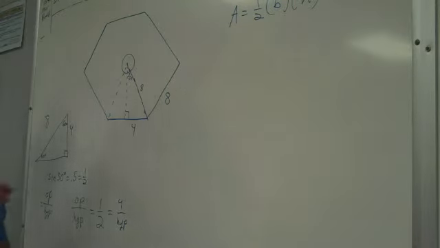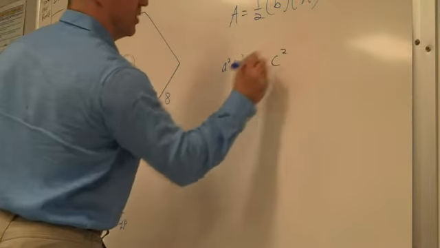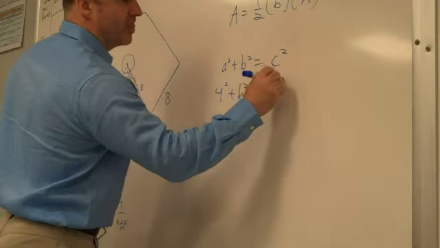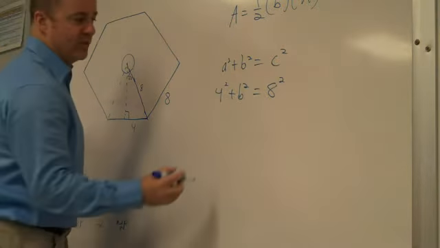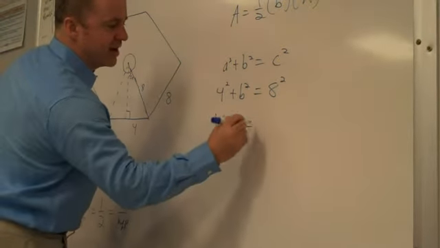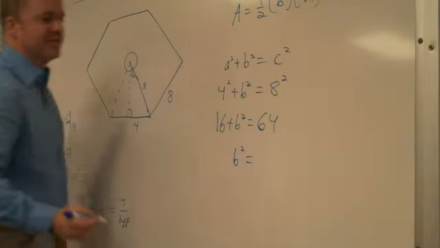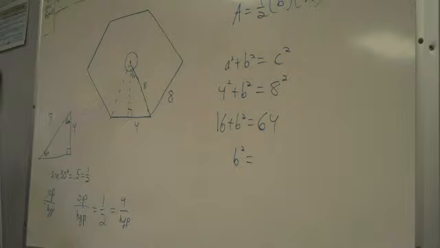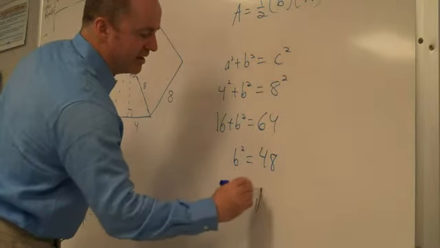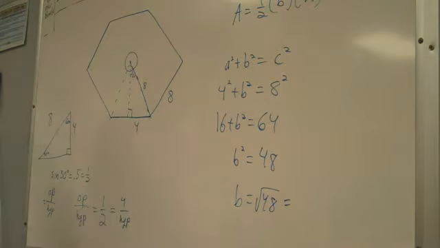In fact, if we use the Pythagorean theorem now, a squared plus b squared equals c squared, that gives me 4 squared plus b squared equals 8 squared. What's 4 squared? 16. So 16 plus b squared equals 64. So b squared equals, what's 64 minus 16? 48. So b is going to equal the square root of 48. Let's leave this in radical form for now.